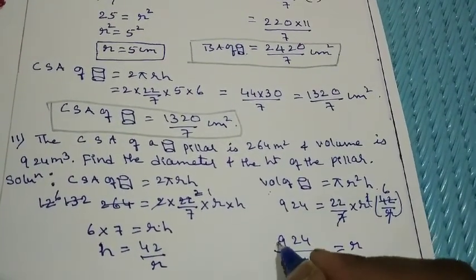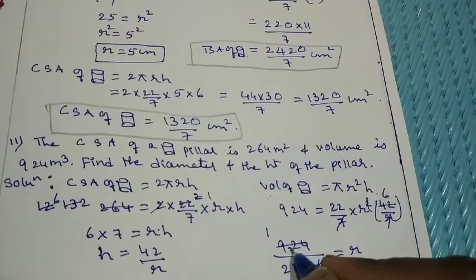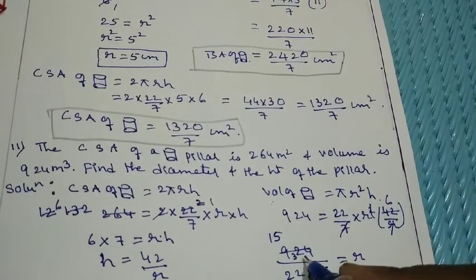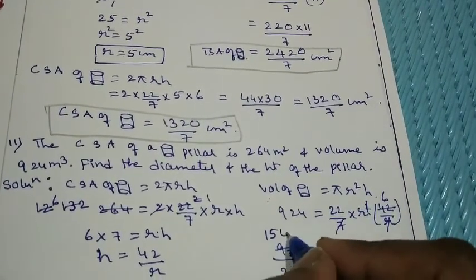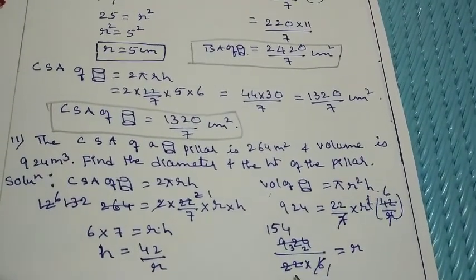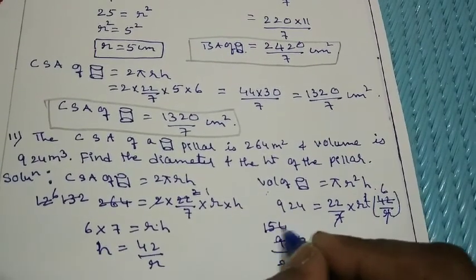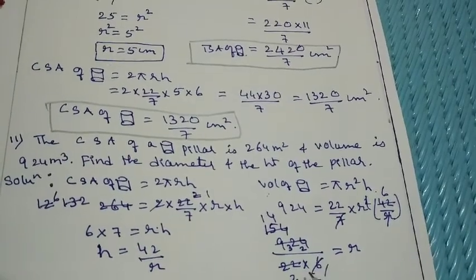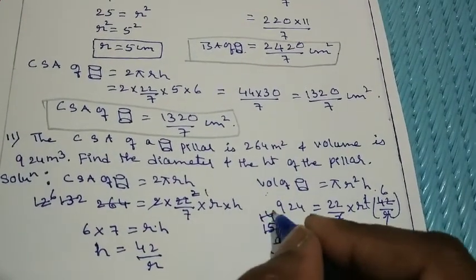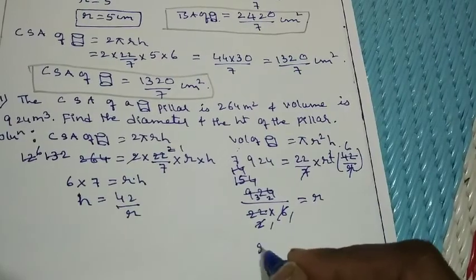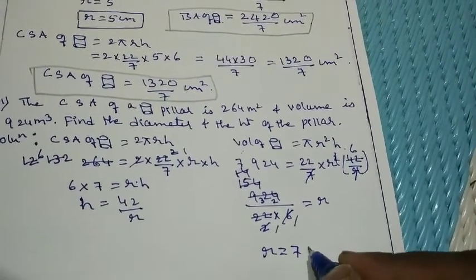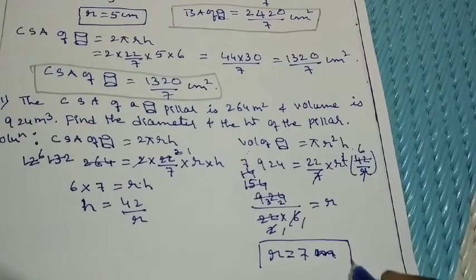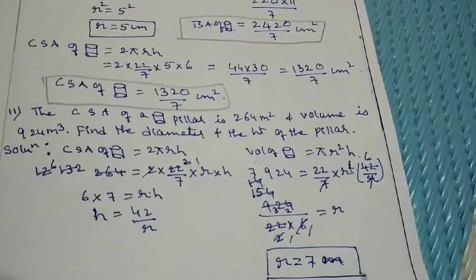Then 6 ones are 6, 3 remains, 6 5s are 30, 2 remains, 6 4s are 24. Then 11 2s are 22, 11 4s are 44. Then 2 7s are 14. So we got R equal to 7 meter, because the volume and the surface area are given in meters.